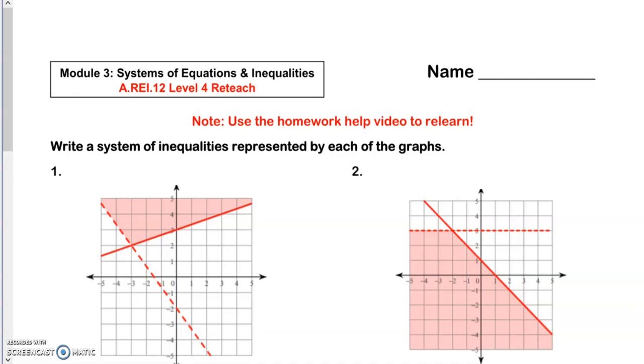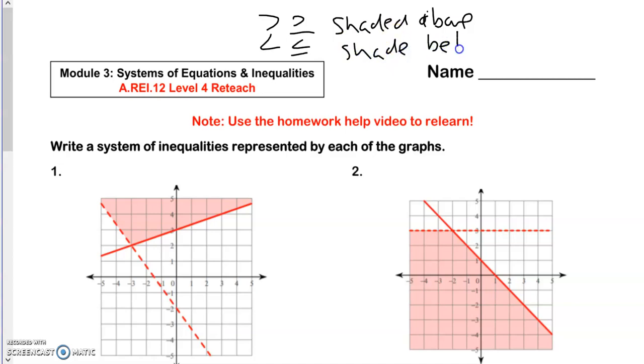So I'm just going to introduce you guys to something I say. If it's going to your right, whether it's less than or equal to, you shade above. And if it's going to your left, you shade below. So right above, left below. That's what I usually say. I use that to help me with these inequalities.